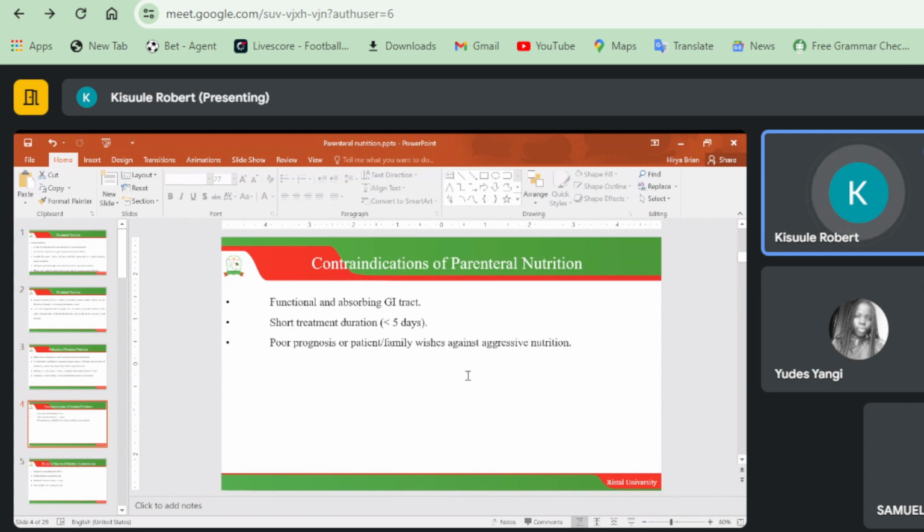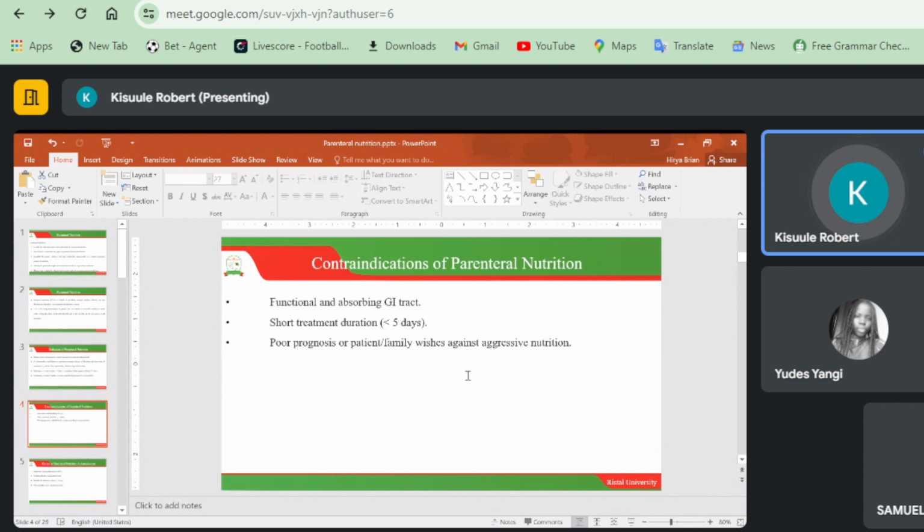Okay, when someone has a functional and absorbing gastrointestinal tract, we do not prescribe parenteral nutrition for people whose digestive system is still at par, where the digestive system is still working, where the small intestines are able to absorb the nutrients, etc. When the treatment is also short, for a period less than 5 days, here we believe we can still be giving you feeds using the enteral nutrition, or giving you the feeds orally.